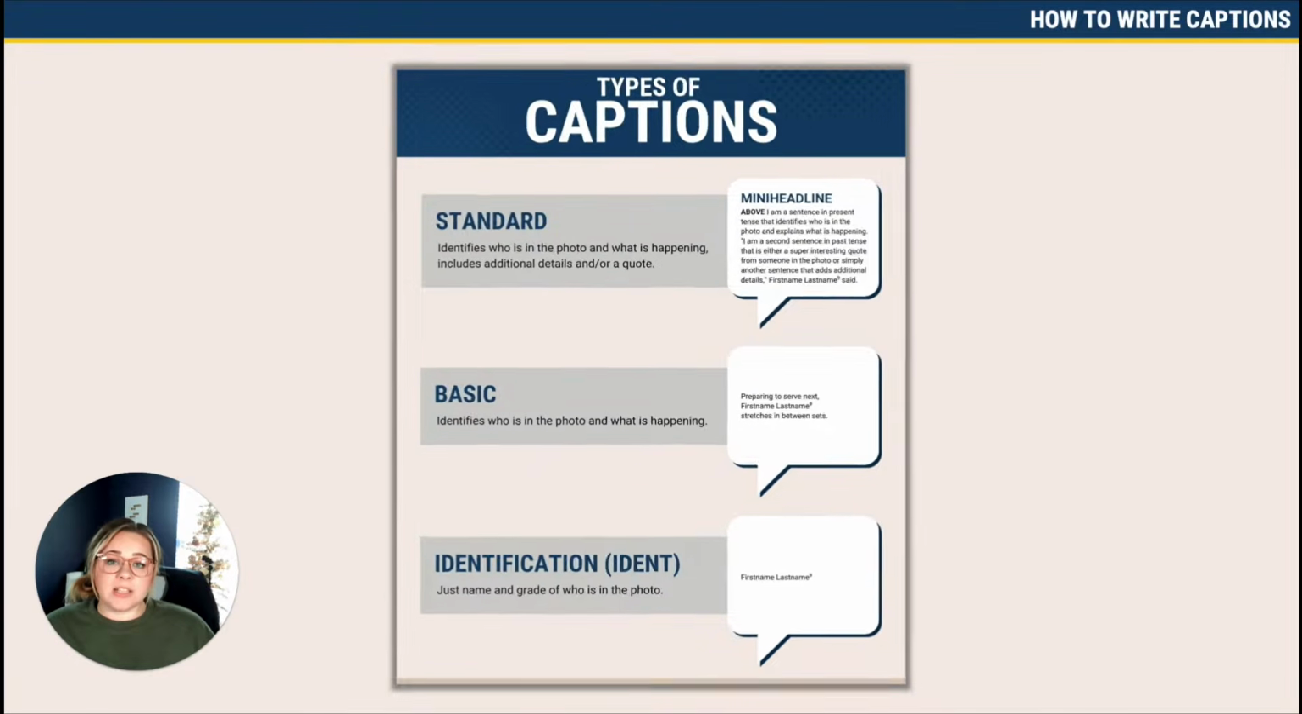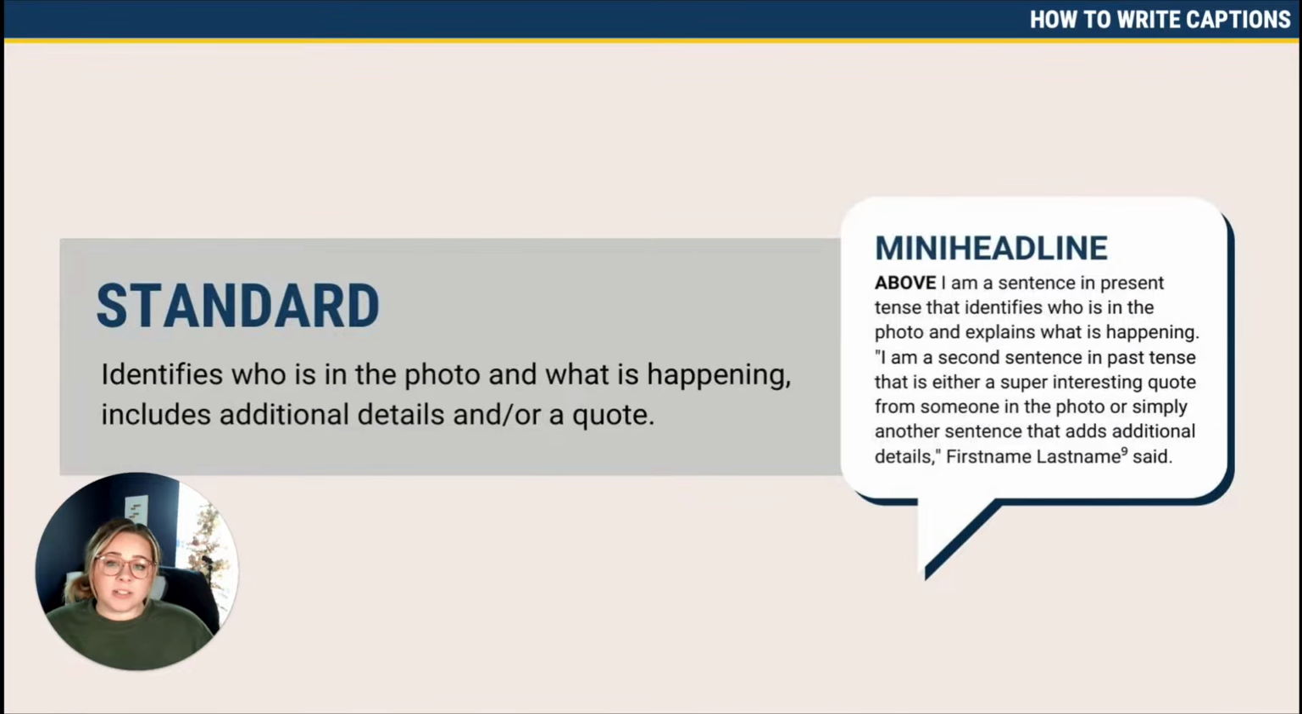So the first one is your standard caption. This identifies who is in the photo, what is happening in the photo. It might include additional details or it'll include a quote. And so you can see an example here. It's a pretty long caption. So it has a mini headline that's also referred to as a lead-in or a subhead or a caption headline, or there's a bunch of different names you can use for it. It has what I call a directive, which is telling the reader where this caption is going, to what photo. So it's above, below, whatever. And then it has your caption. It's usually 2 or 3 sentences, and it's robust.